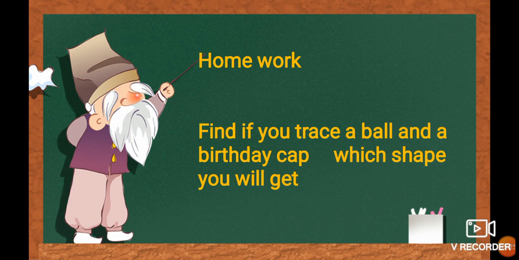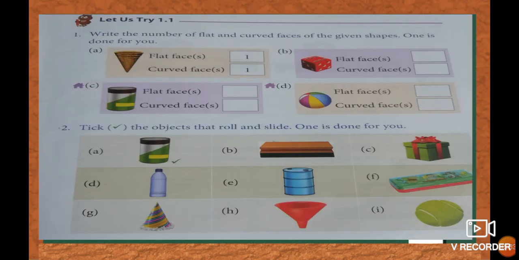First homework is to find out, if you trace a ball or a birthday cap, which shape you will get. Second, this is the page number I will mention in the WhatsApp group. Exercise 1.1. Write down the number of flat and curved faces of the given shapes. One is already done for you. We have learned the table. You can refer to it and write down.